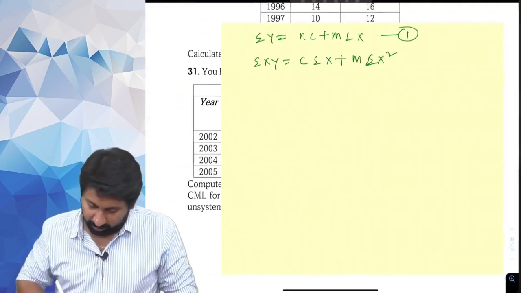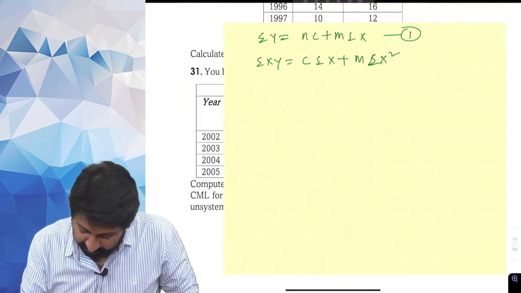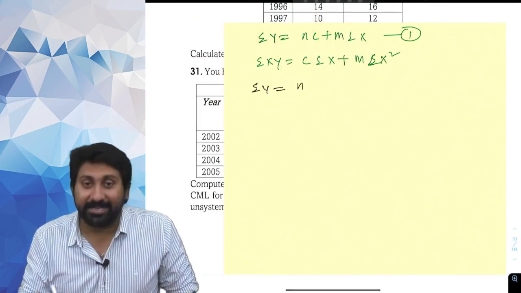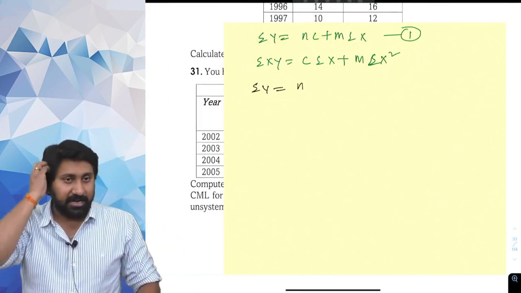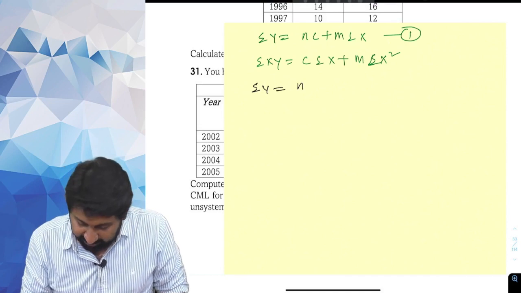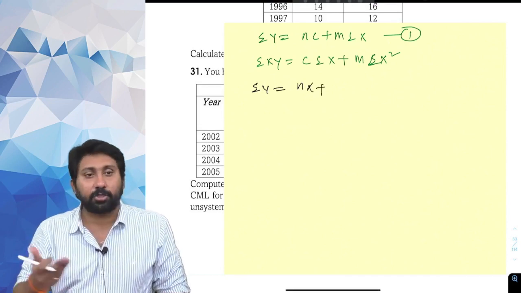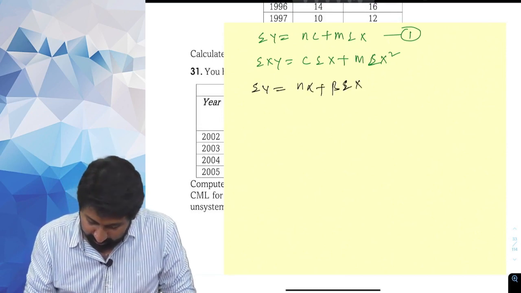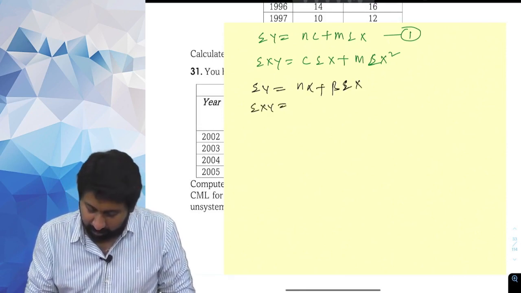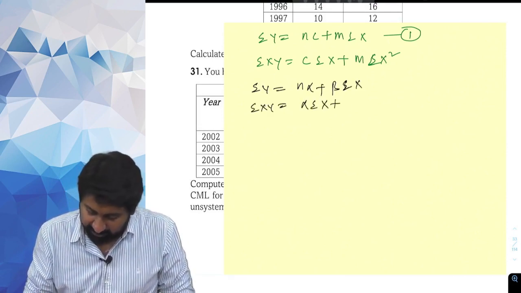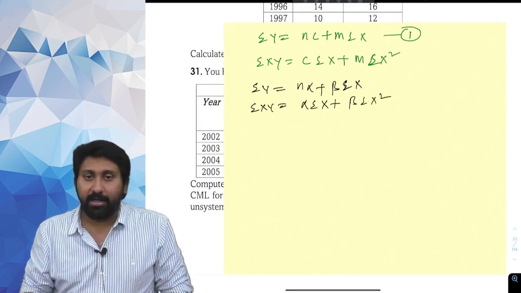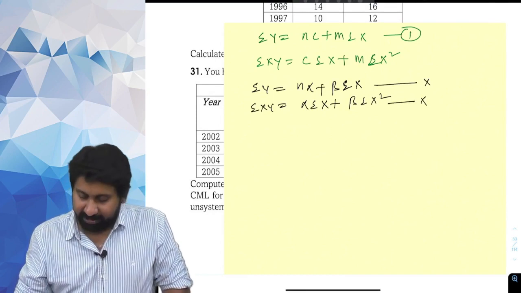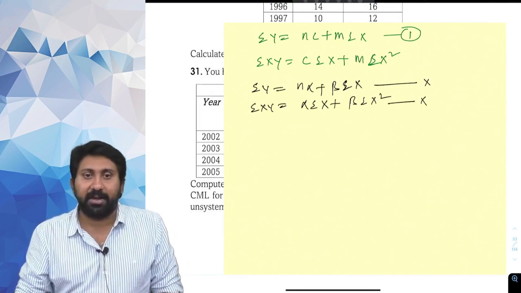Here, sigma y equal to N times C, where C means constant. What is a constant in our financial management language? It's called alpha. Plus M means slope, and the slope here is beta. Beta sigma x. Sigma xy equal to alpha sigma x plus beta sigma x square. Equation 1 and equation 2.